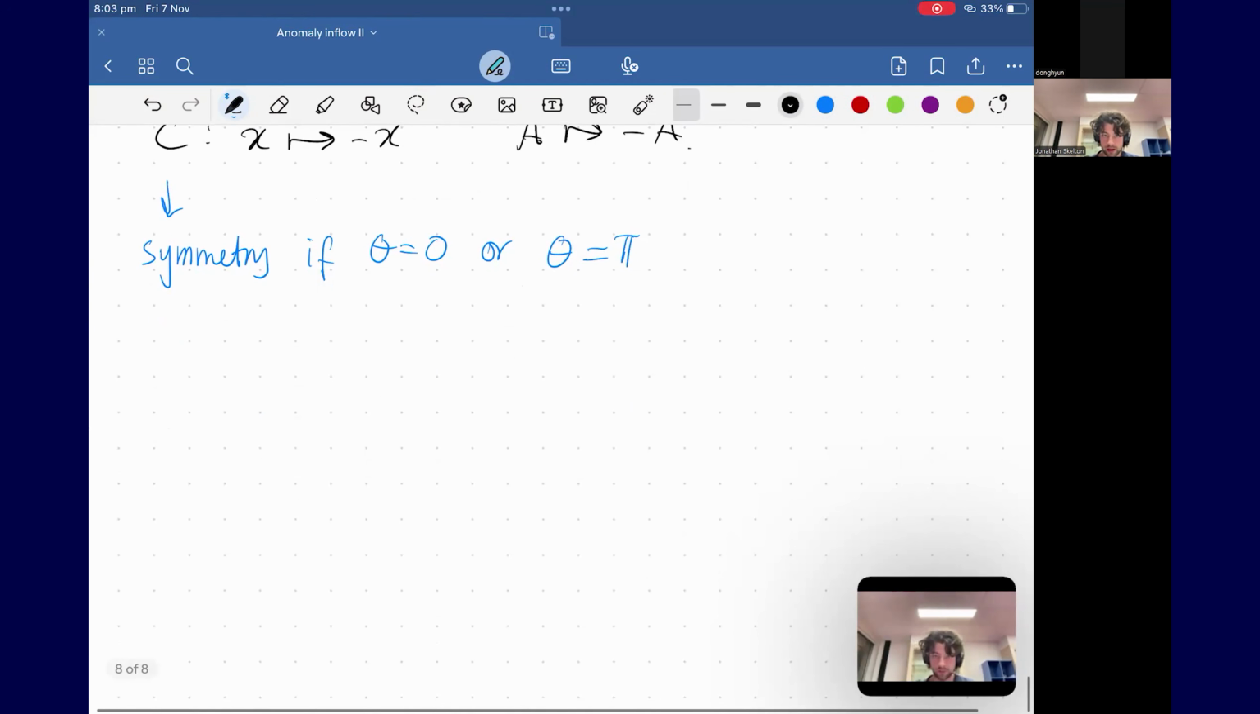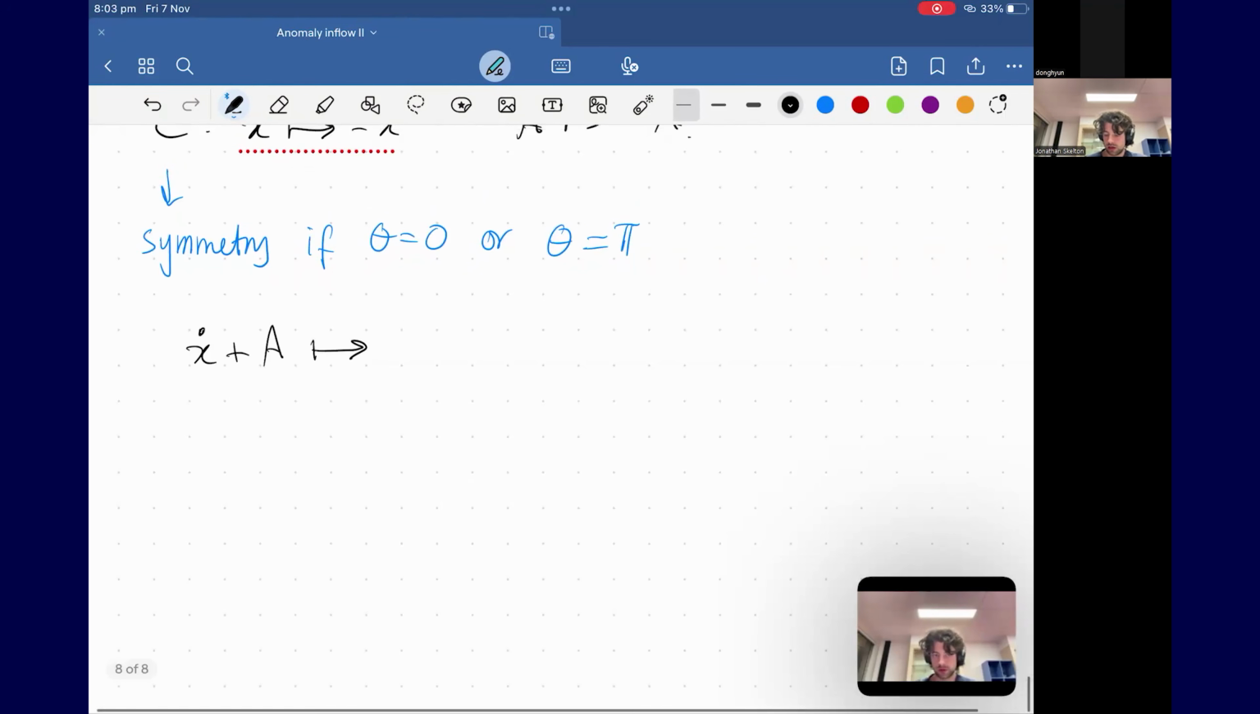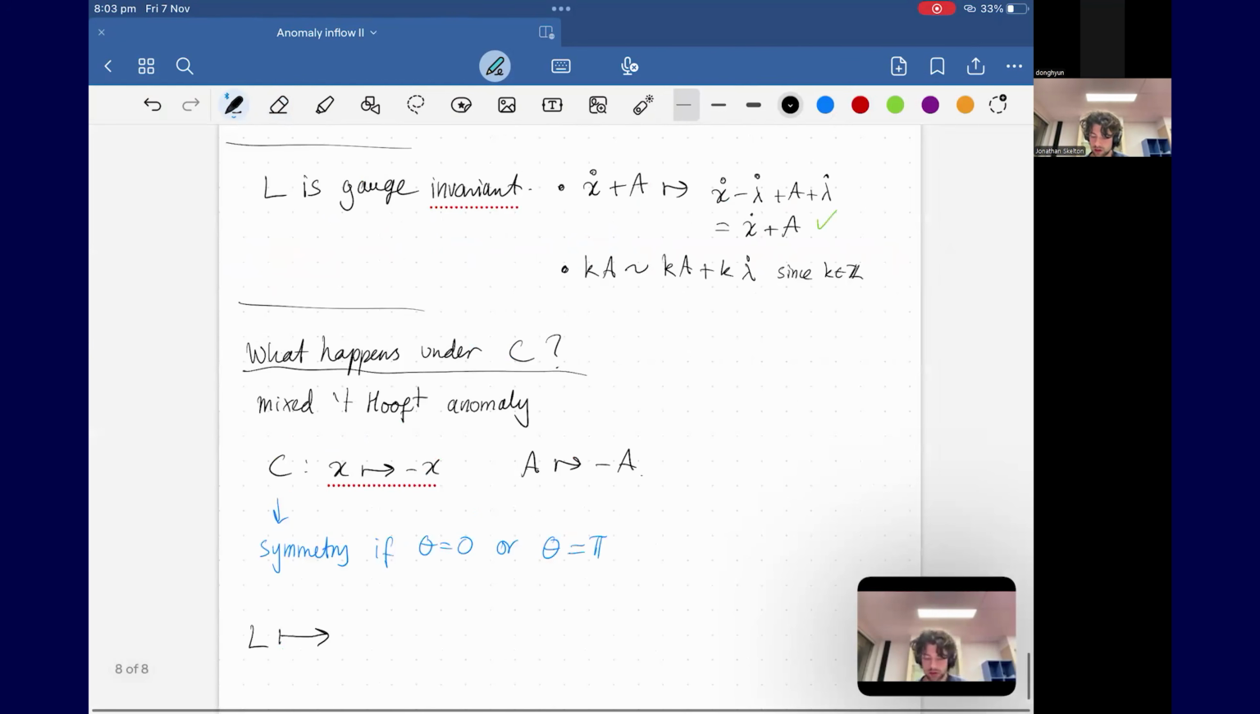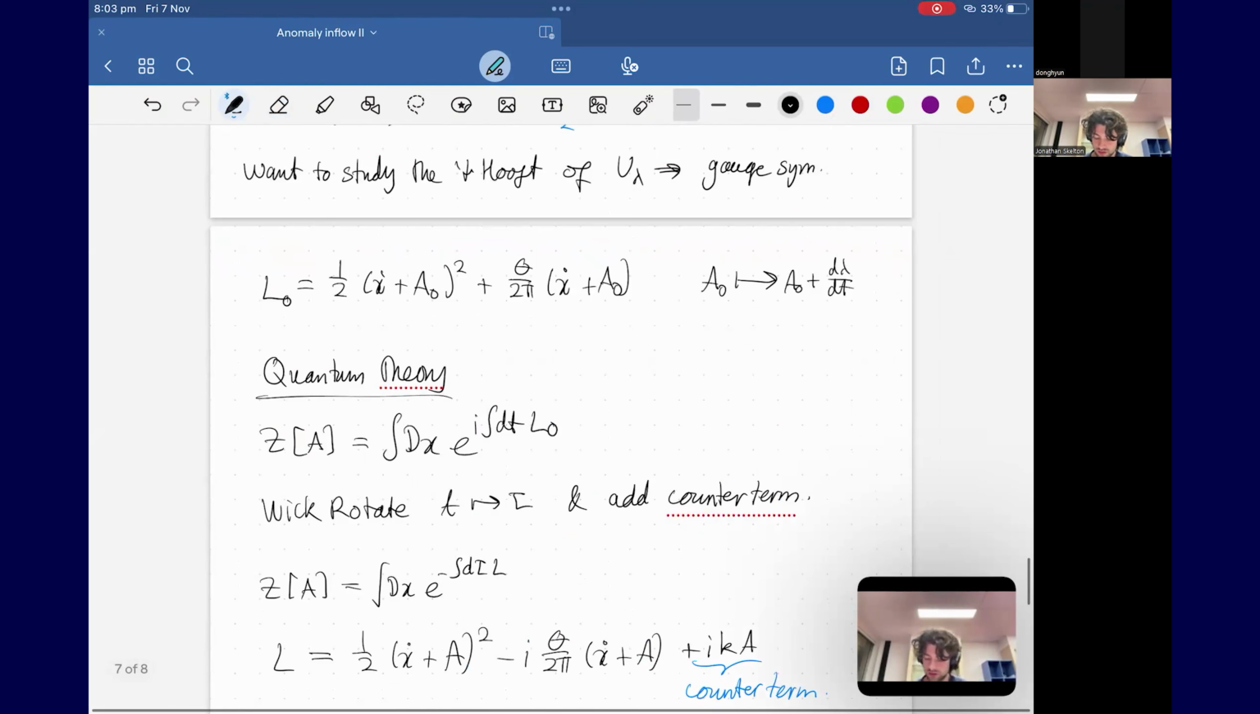In particular, we have x dot plus a going to minus x dot minus a. So then we have this entire term. Let me just rewrite this up properly. Then our Lagrangian will vary. Let me just copy paste this one and then I'll fill in the terms.